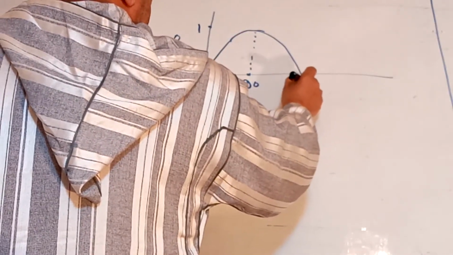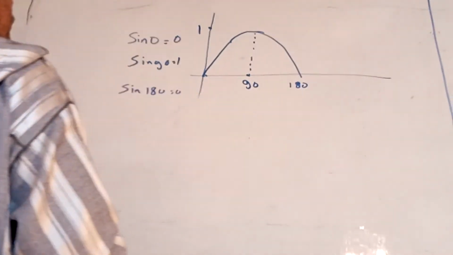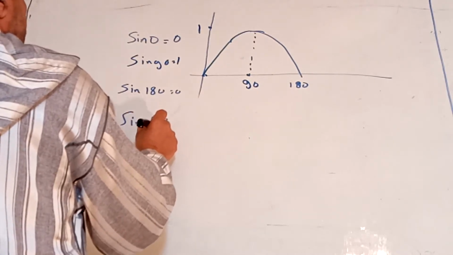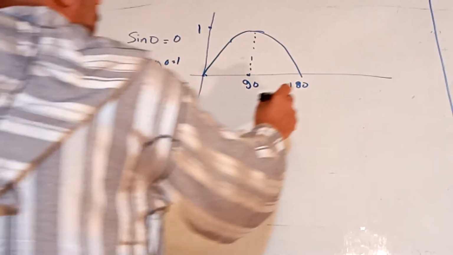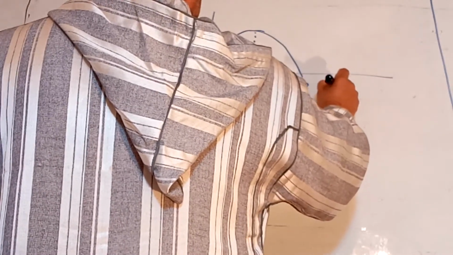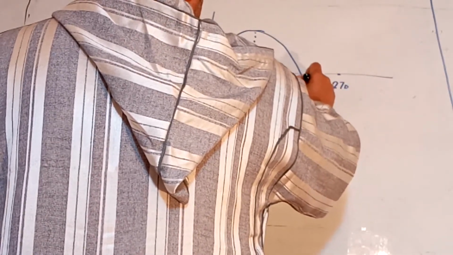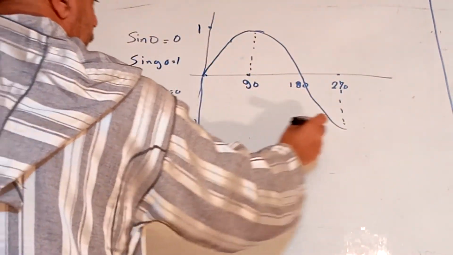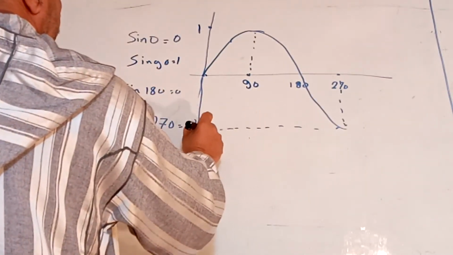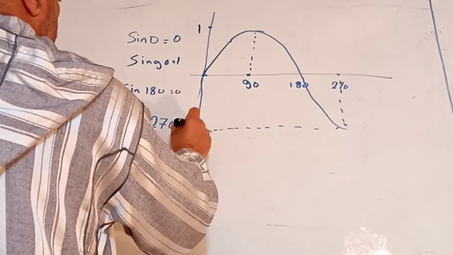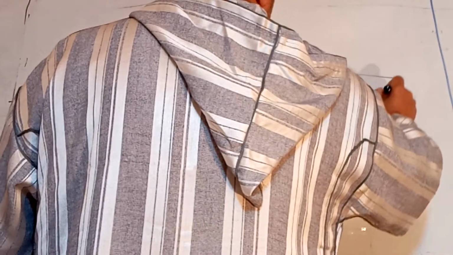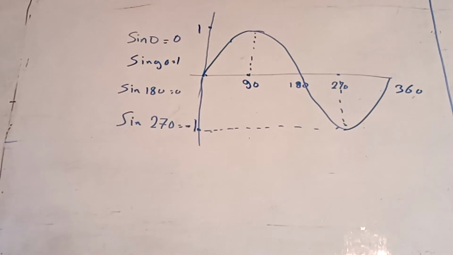This is 180. Alright, sine 270 equals minus 1. So if this is 270, it will go like this, and this will be minus 1. And sine 360 is equal to 0. This is the sine curve. Please take a look at it.